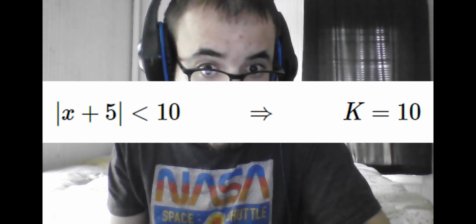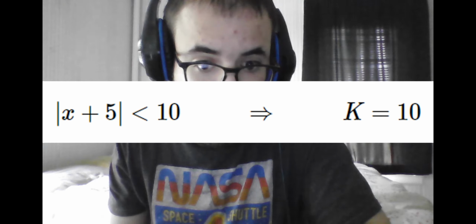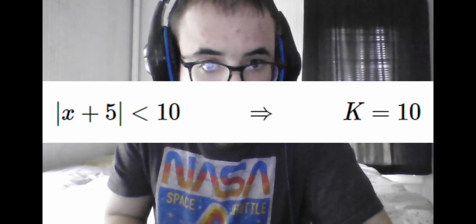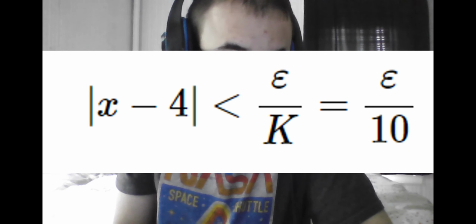And we remember from what we saw earlier, the absolute value of x plus 5 must be less than k. So now we know the exact value for k is 10. In conclusion, absolute value of x minus 4 must be less than epsilon over 10.